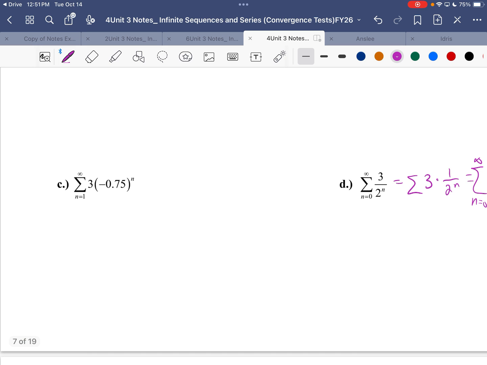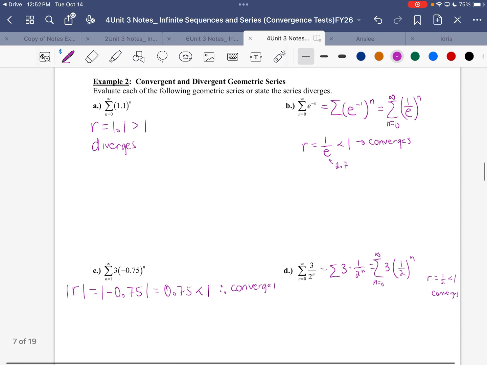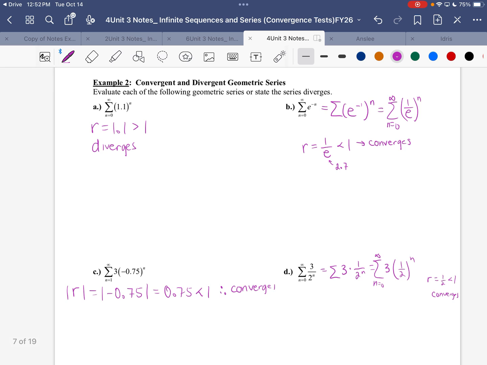All right, on C, we really need to find the absolute value of r. So the absolute value of r would have been 0.75. Less than or greater than 1? Less than. So therefore, it converges. Okay, and on D, r was 1/2, which is less than 1, so it converges. Now for all the ones that converge, I want you to find the sum.